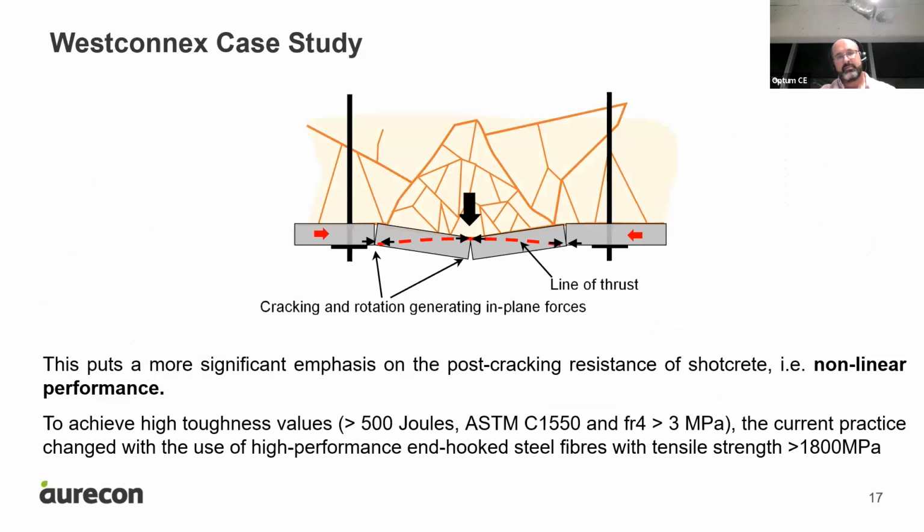So once it cracks, and particularly if we assume that there's one crack that forms in the center and a couple of cracks that form near the rock bolt support, you will generate this in-plane compression, this line of thrust, that can enhance capacity. But to prove this, we would need to do nonlinear analysis, right?